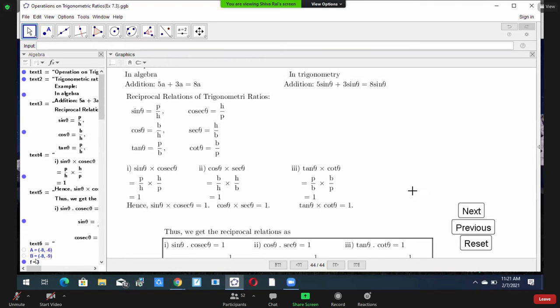Reciprocal relation of two ratios: sin theta equals P by H, cosec theta equals H by P, sec theta equals H by B, cot theta equals B by P. Now here sin theta into cosec theta equals 1. How does it come to 1? Cos theta into sec theta equals 1, how does it come to 1? You know here tan theta into cot theta equals 1, how does it come to 1? Okay, you look.